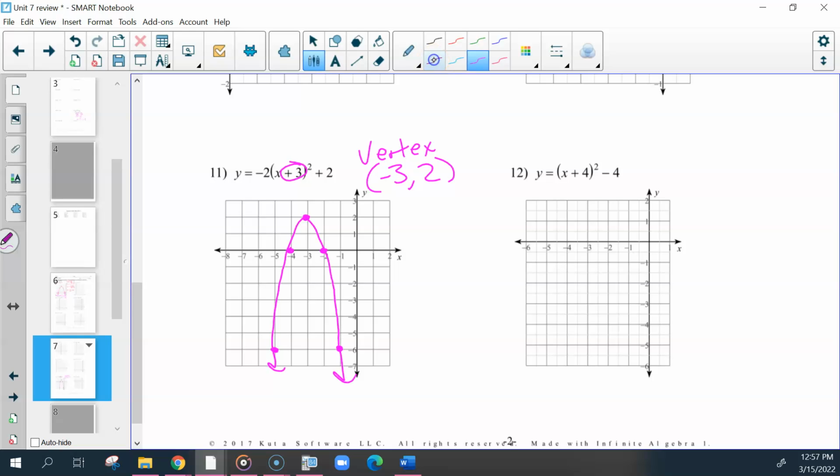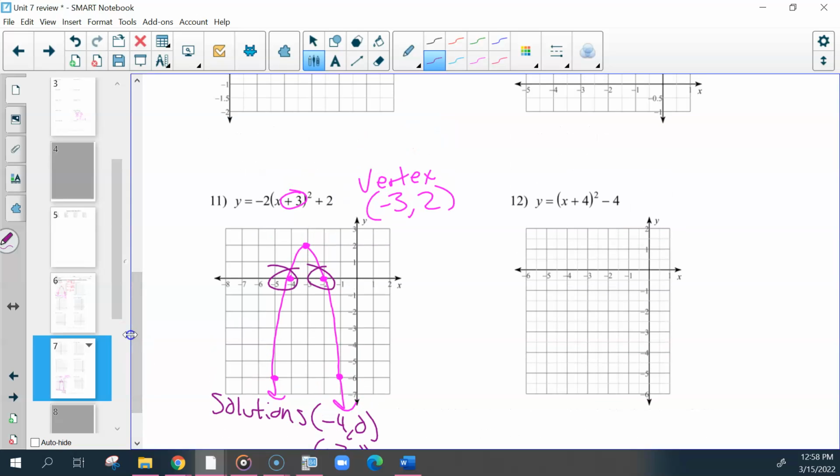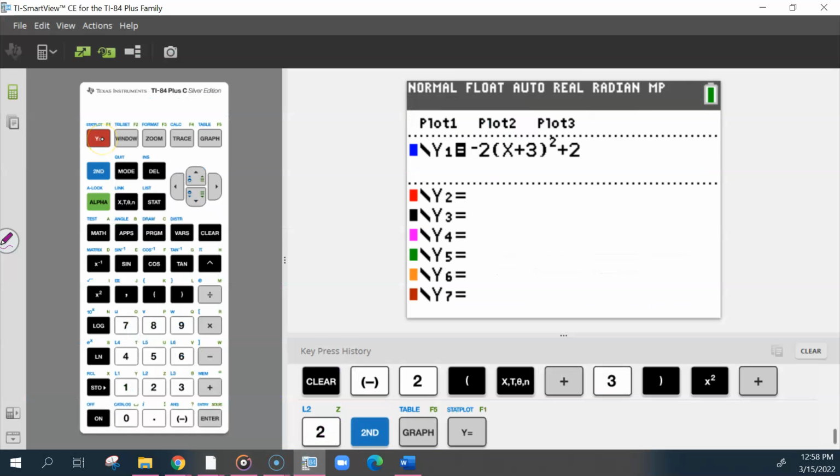This would have solutions here and here. Negative 4, 0. And negative 2, 0. This equation, you would put it in exactly as is.